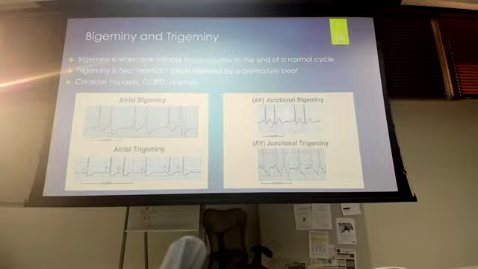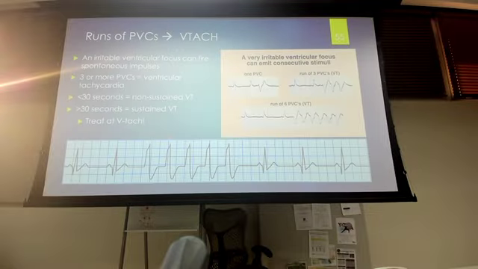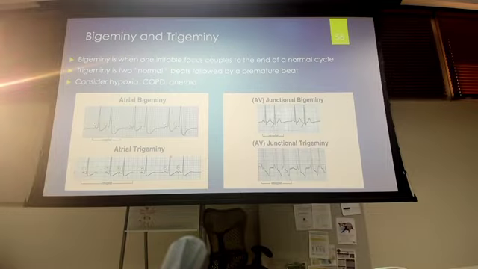You can see it with junctional beats as well, though we don't typically see it. With ventricular premature beats, it's usually going to look like this. But with junctional, you can have junctional bigeminy or junctional trigeminy: two normals, and then you have a junctional beat. The only difference is you're not going to see the P wave associated with that.